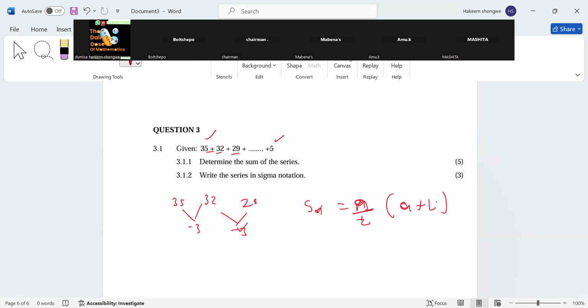You don't have to force it. You will see, I'm going to substitute here. There's nothing that I can substitute for that, so it means I need to find that. So Tn is going to be a plus n minus 1 multiplied by d. And then we can say we have the last term, which is 5.